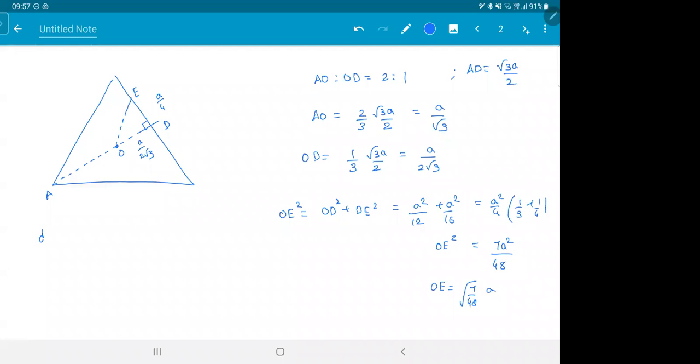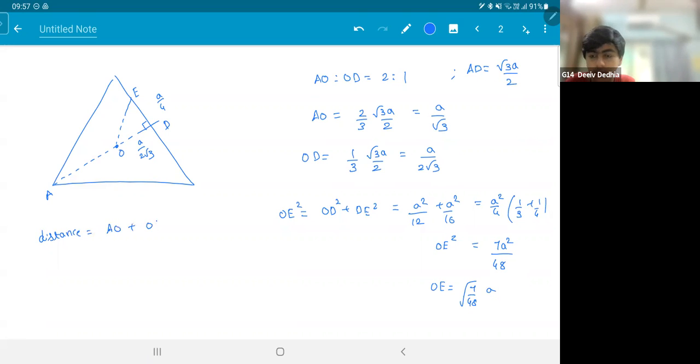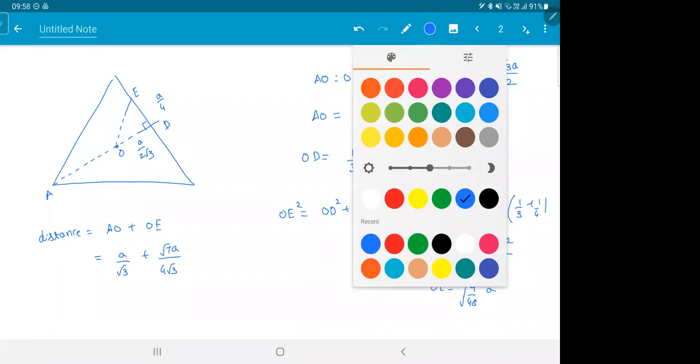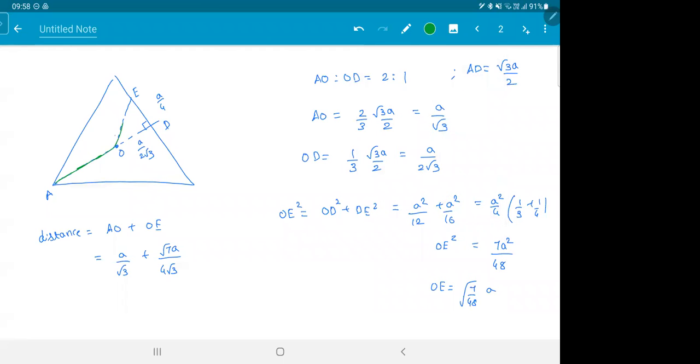So what's the total distance? AO plus OE. AO was a by √3 plus √7a by √48, which is 4√3. 16 into 3 is 48, and the square root of 16 is 4. That's your answer. That's your distance. This green one is your distance. What's the displacement? This is the displacement.